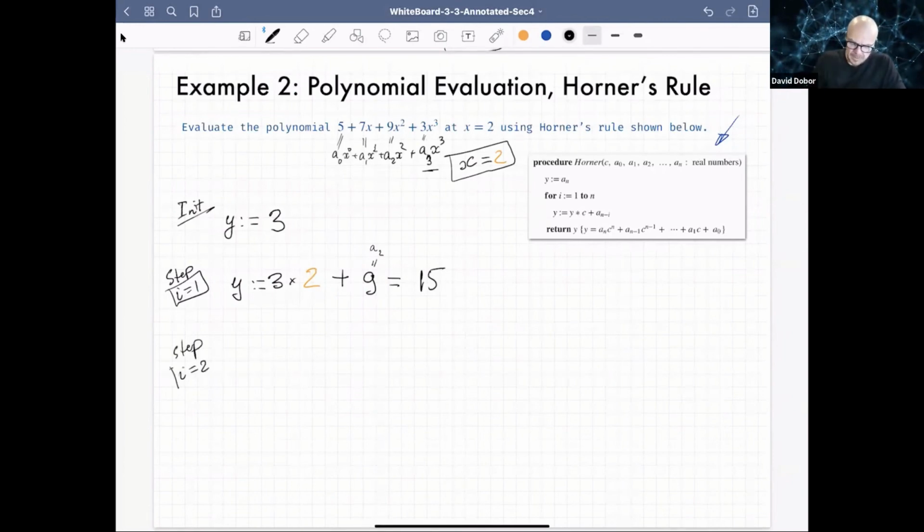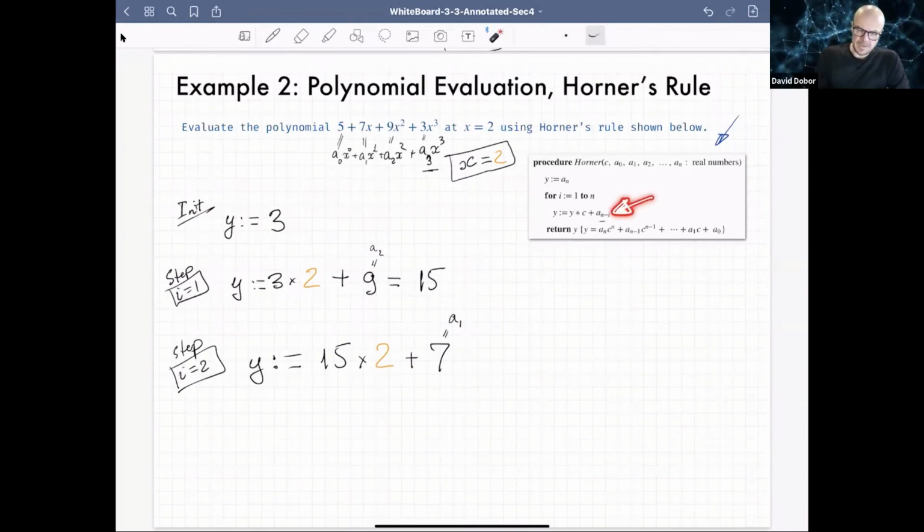i equals 2. All he does here, again, updates y, but in a clever way. Y, he says, is now going to be whatever y was before, multiplied by my c, plus the a sub 1, which is the next a down. Okay, so again, I'm just plugging in the numbers into this line. That works out to be 37. And then he does the final step.